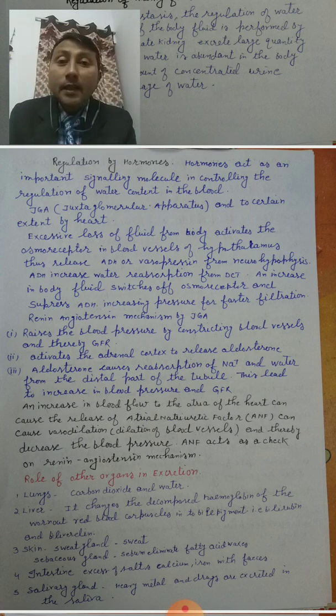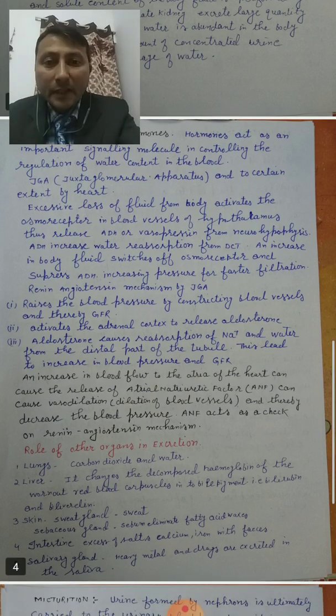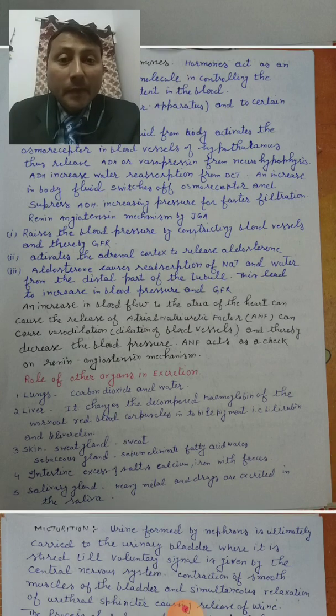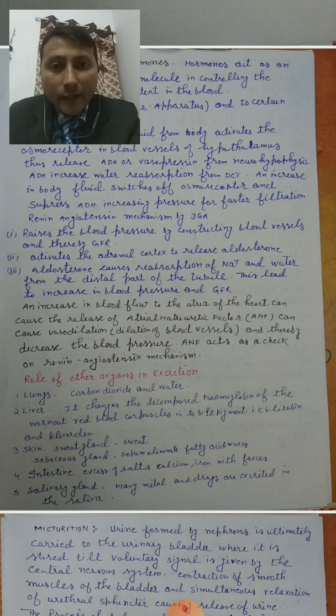Then, to increase the pressure for faster filtration, there is another mechanism called the renin-angiotensin mechanism by the JGA. How does it function? We can simply say it raises the blood pressure by constricting the blood vessels. Then the GFR activates the adrenal cortex to release aldosterone. We know that aldosterone is a very important hormone released by the adrenal gland. Aldosterone causes the reabsorption of Na+ and water from the distal part of the tubule. This leads to an increase in blood pressure and GFR.